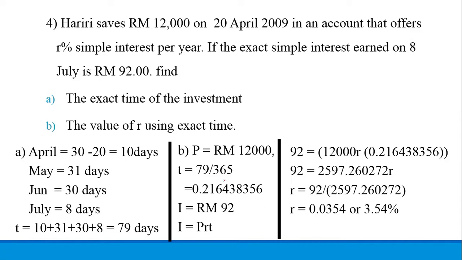Similarly, for this case, you have 2,000 on April 2009. The account offers simple interest per year. If the exact simple interest earned on 8 July is 92 ringgit, find the exact time of the investment and the value of R using the exact time. First, what you will do, you do a timeline first. You have P, you have S.